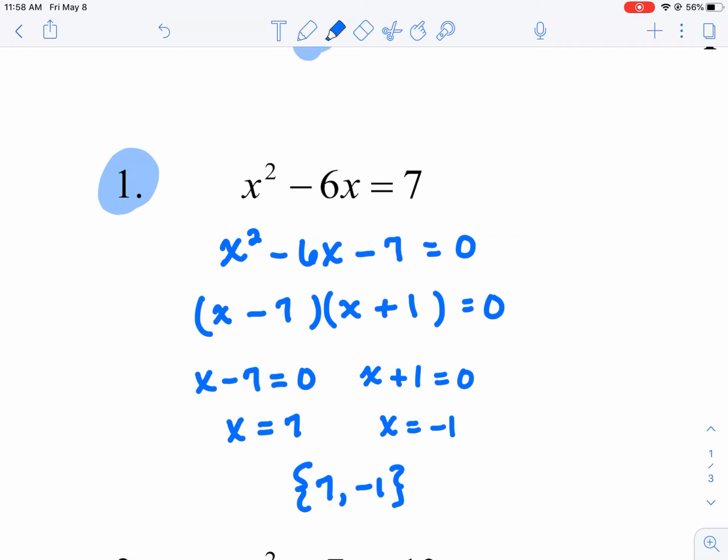Again, if that order was switched, and you had negative 1, 7, that's fine. They're just both solutions that will work for x. 7 squared minus 6 times 7 is equal to 7. Negative 1 squared minus 6 times negative 1 is equal to 7. If you were to do that, you plug the x values in for x, you will get a true statement because they are solutions.